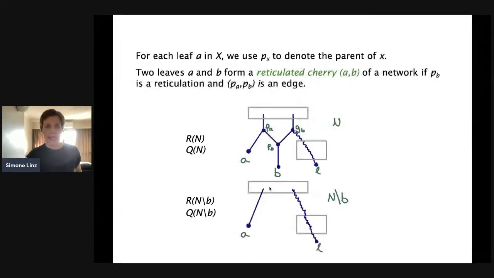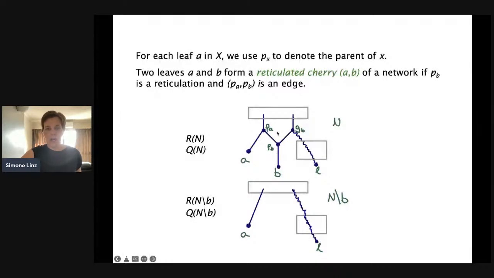Now that's the cherry case. What about the reticulated cherry? So reticulated cherry AB with reticulation leaf B is of that form, namely that the parent of B is a reticulation. And we need to have an edge between the parent of A and the parent of B. So this is exactly this edge over here. So we have A and the parent of A, and the parent of A is connected to the parent of B. And then we have one more leaf B.